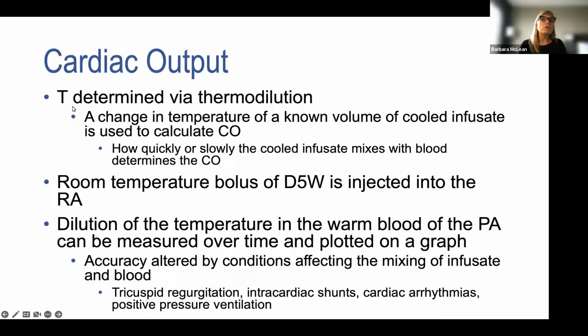So the temperature of the blood is determined by the thermal dilution. Now that word means I'm diluting the temperature, and I'm diluting the temperature by injecting a cooled infusate, a certain volume, and that certain volume of cool infusate changes the temperature of the blood in the right ventricle. How quickly the temperature comes back to normal is what is used as the calculation of cardiac output.